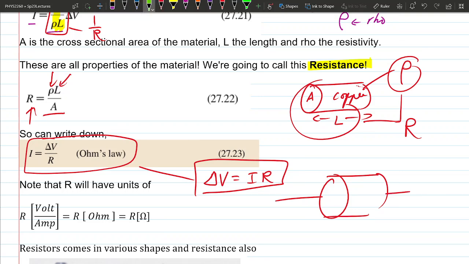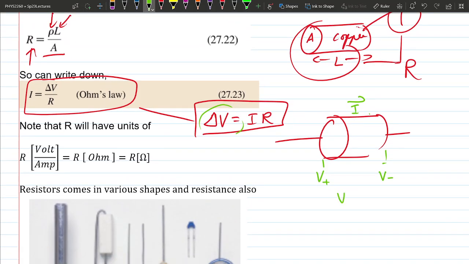let's draw that on the side, right? Some current I passing through here, right? The voltage here, V plus, voltage here, V minus. This delta V indicates V plus minus V minus. How much did the voltage change, aka how much did it drop going from the left end of the resistor to the other end of the resistor?